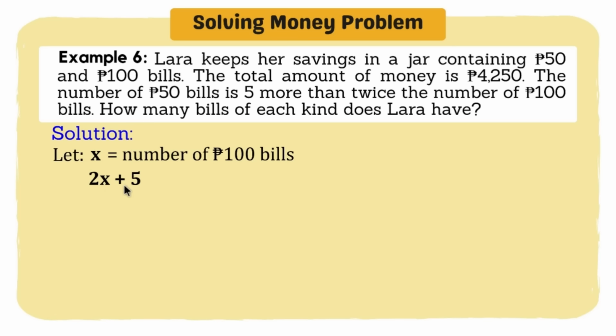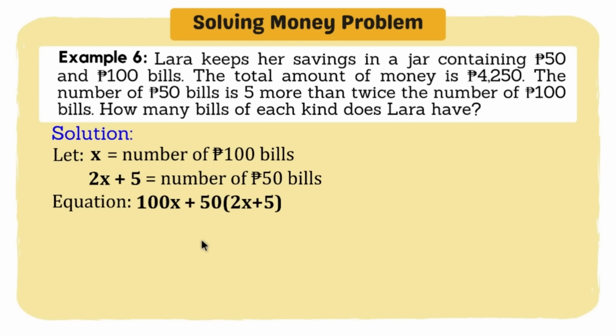Kaya 2x plus 5. It will be the number of 50 peso bills. Now for the equation, going back to the first two sentences, sabi dito, the total amount of money is 4,250. Ibig sabihin, pag pinag-add po natin yung dalawang klase ng bills, then it will be 4,250. But take note, okay, multiply lang natin siya.